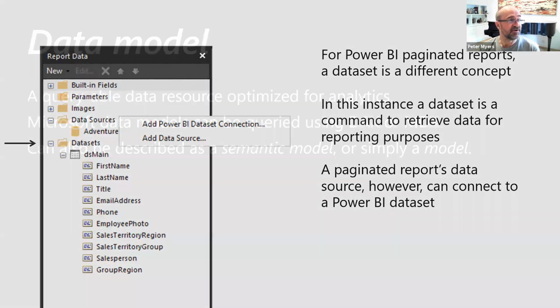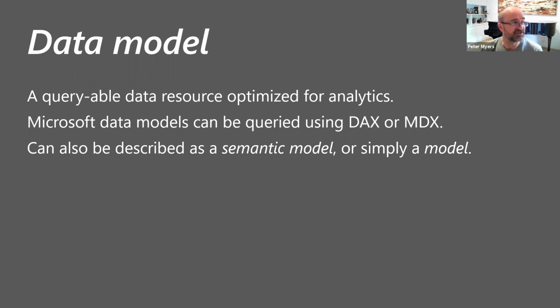All right. So the next term in our fundamental section is the term of data model. And a data model is basically a queryable resource optimized for analytics. And what do we mean optimized for analytics? I'll come to that in the next term. But Microsoft have developed their own technologies for analytic data models. And these data models can be queried either by using DAX, data analysis expressions, or MDX, multi-dimensional expressions. Sometimes these data models are referred to as semantic models, or more simply, especially in the context of a data discussion, they're simply referred to as a model.